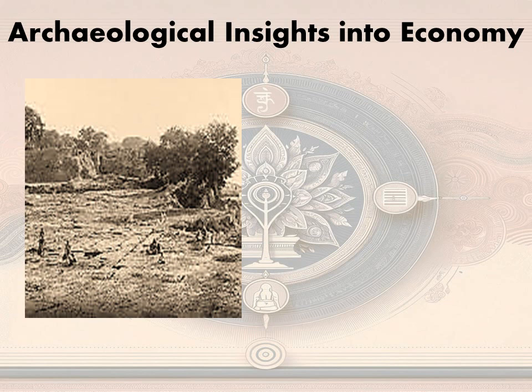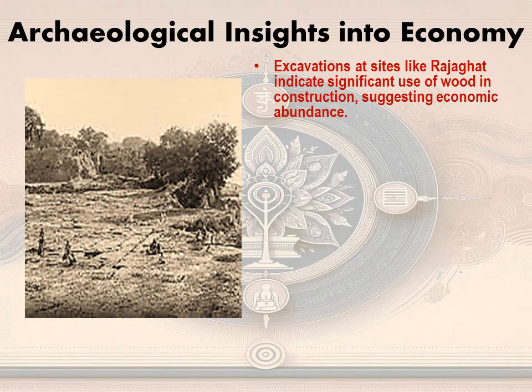Archaeological insights into the economy. What are the archaeological evidences we find during the second urbanization? Excavations at sites like Rajagriha indicate significant use of wood construction, suggesting economic abundance. So at the site of Rajagriha we find that the construction material for forts and housing complexes was wood. So thus we come to understand that there was availability of forested land around the place from where wood used to be cut.